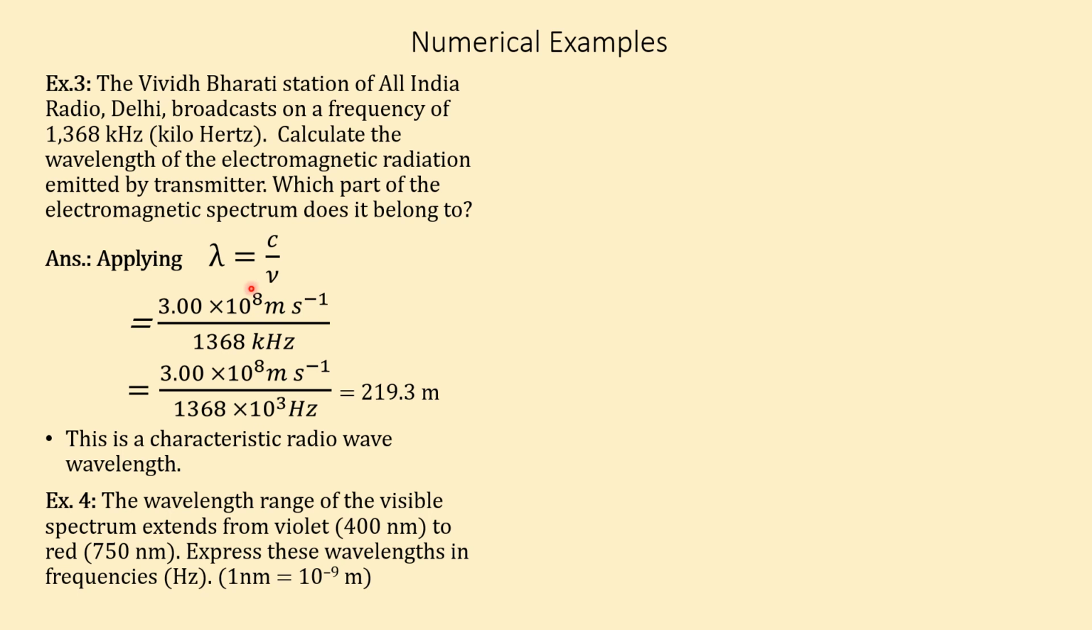Next question. The wavelength range of the visible spectrum extends from violet, 400 nanometers, that is 400 into 10 to the power of minus 9 meters, to red light, 750 nanometers, that is 750 into 10 to the power of minus 9 meters. Express these wavelengths in frequencies, Hertz. So 1 nanometer is equal to 10 to the power of minus 9 meters.